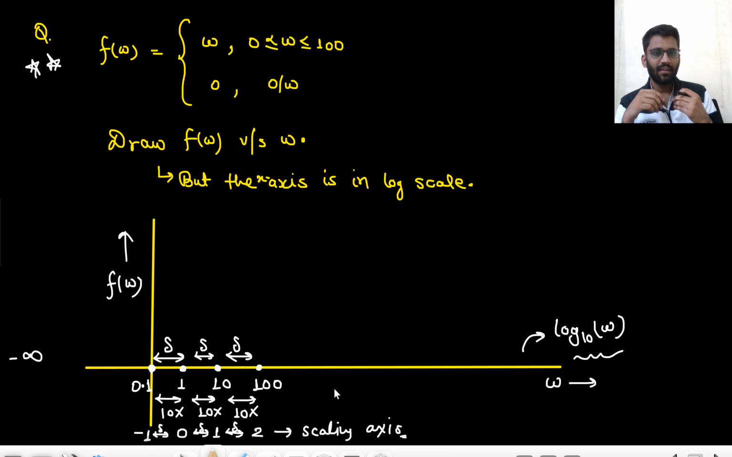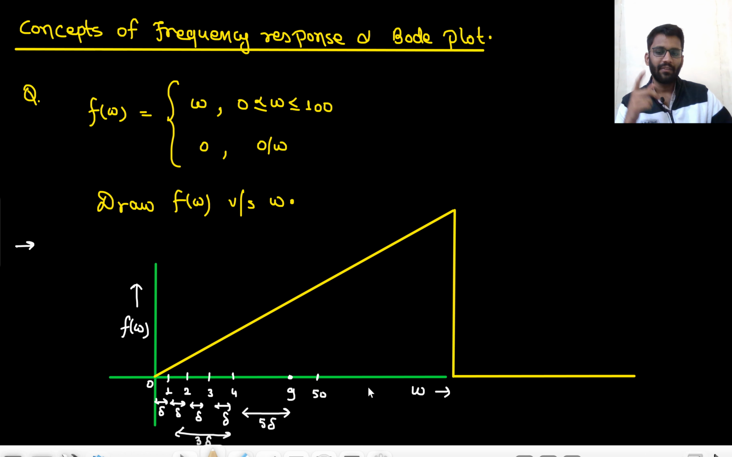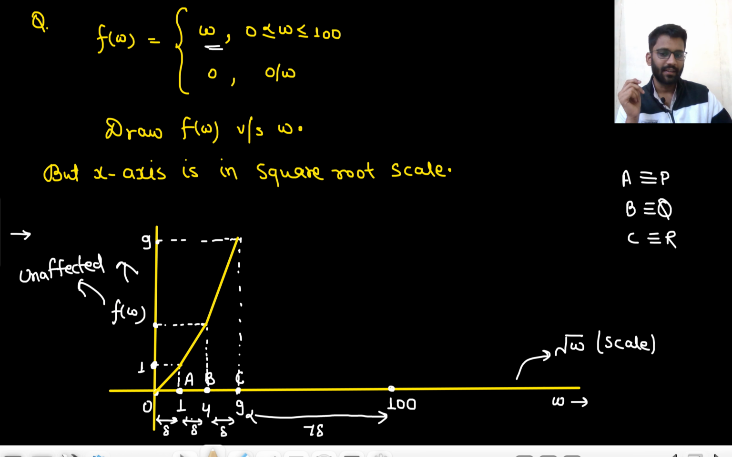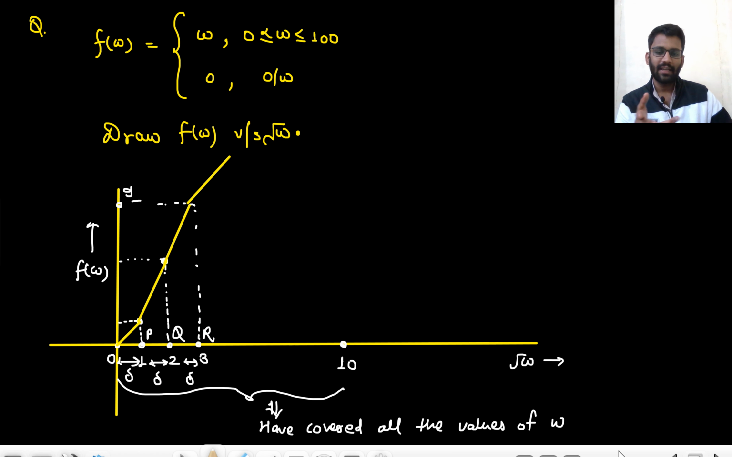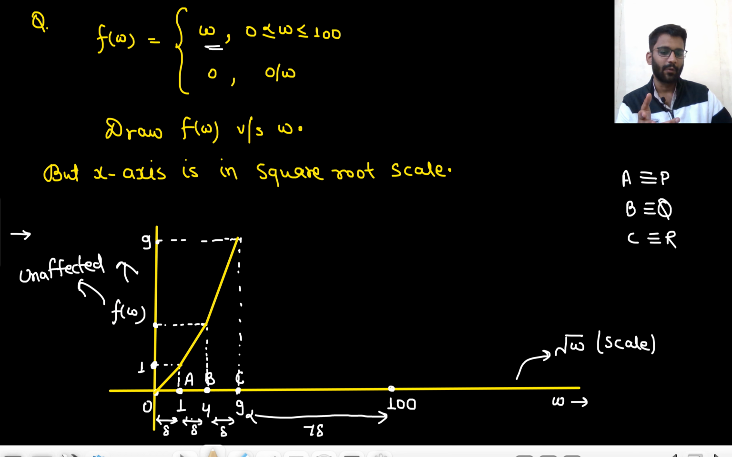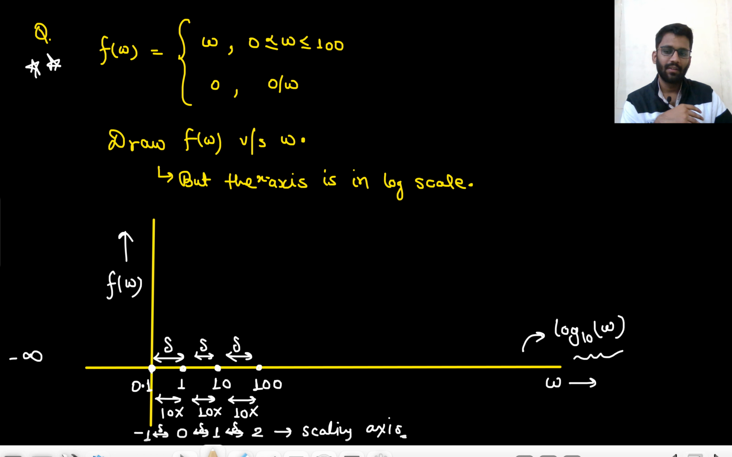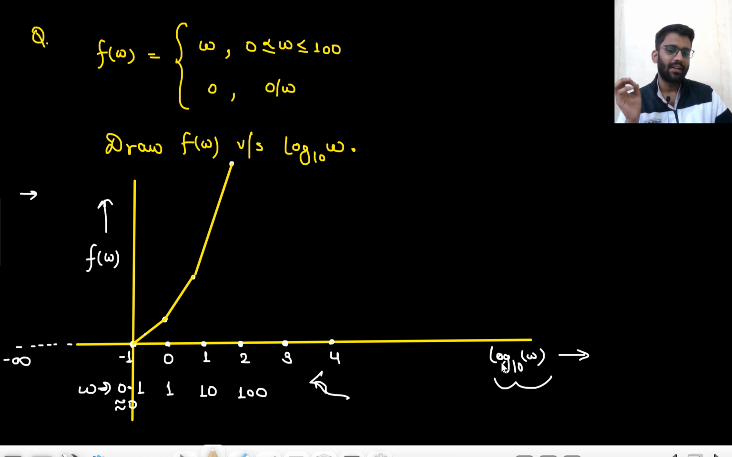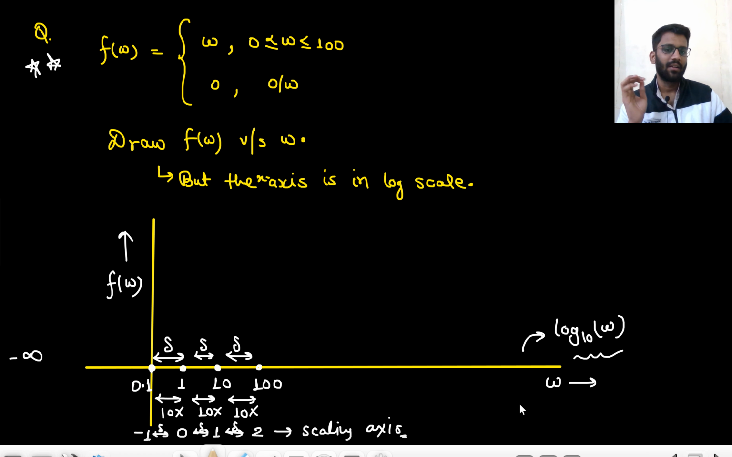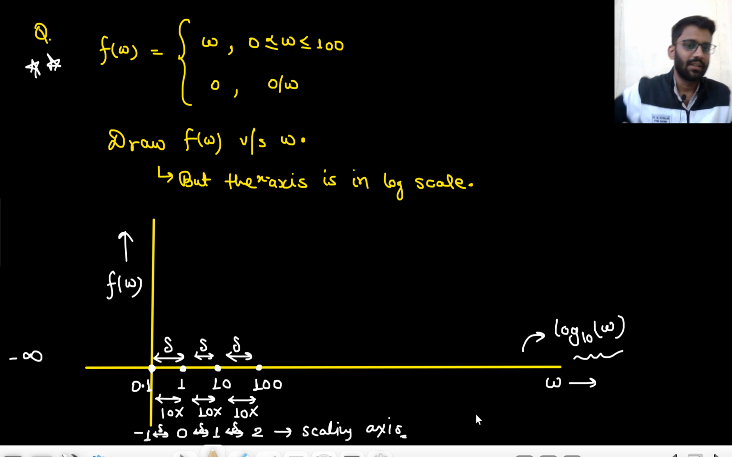In the first graph, we needed 100 delta. Then here we needed 10 delta, right? Here also we needed 10 delta, because this graph and this graph are the same. Here I am writing the value of omega, and here the value of root omega. Then we came to log, and in log we just need 4 values, or 3 delta. In 3 delta, we are able to cover the complete graph. Here as well. This graph and this graph are the same. Here I am writing the value of log tan omega, and here the value of omega. But the axis is thinking in log tan omega only.